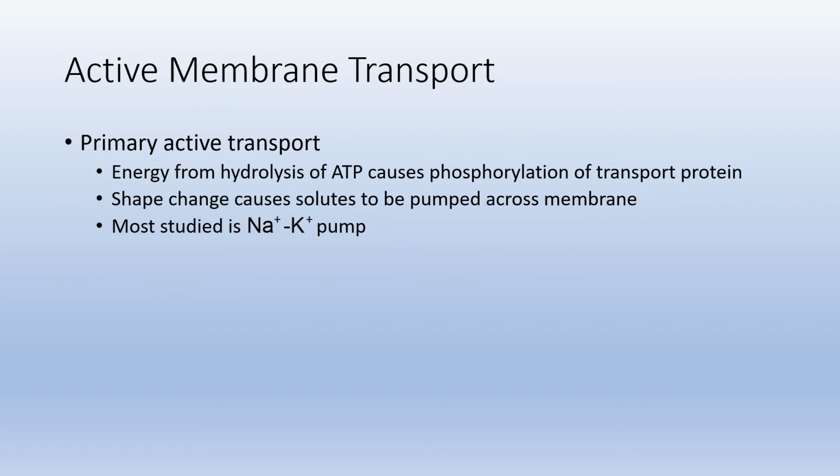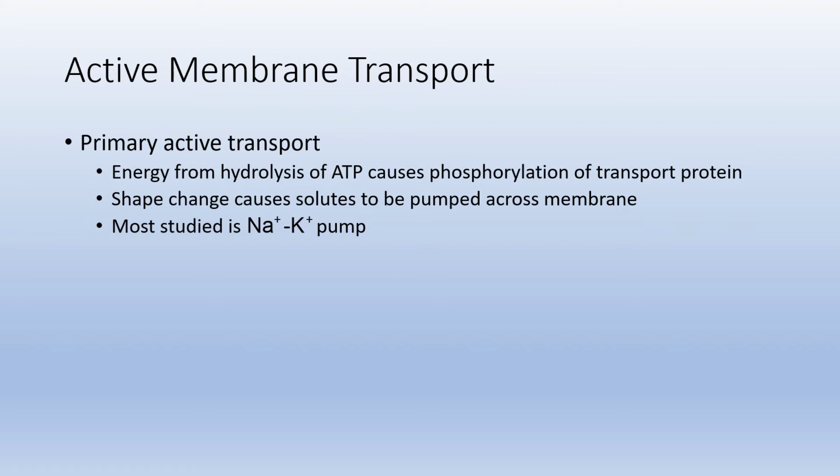We also have two different types of active membrane transport, primary and secondary. For the most part, we will only address primary active transport, and we refer to it as primary because the energy required to transport those substances comes directly from that membrane protein. It doesn't receive it from elsewhere. It's able to create it right there.